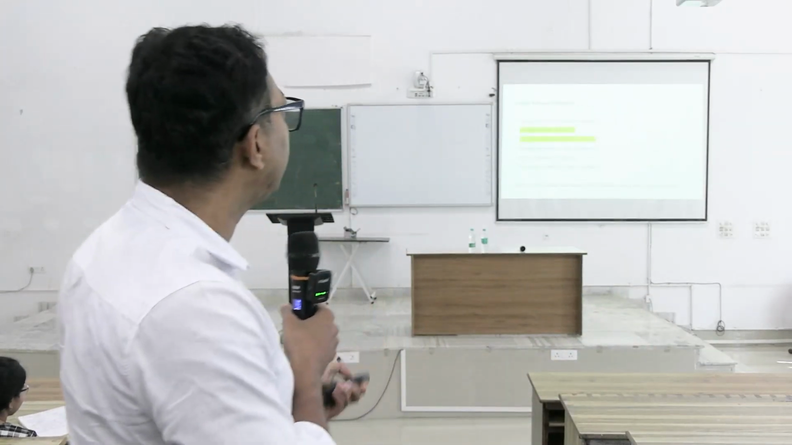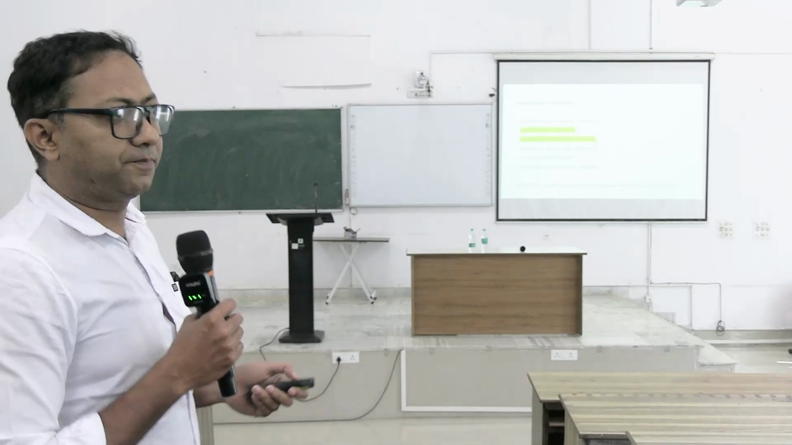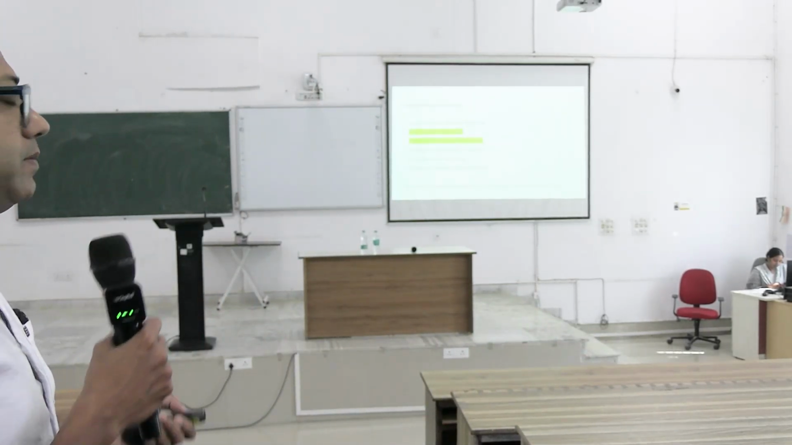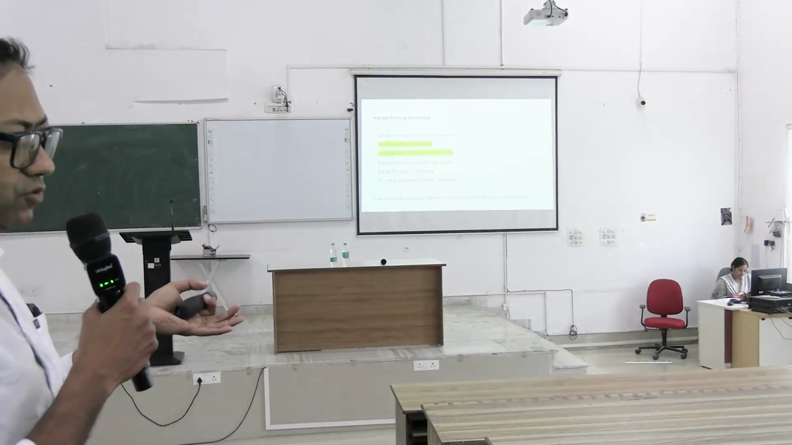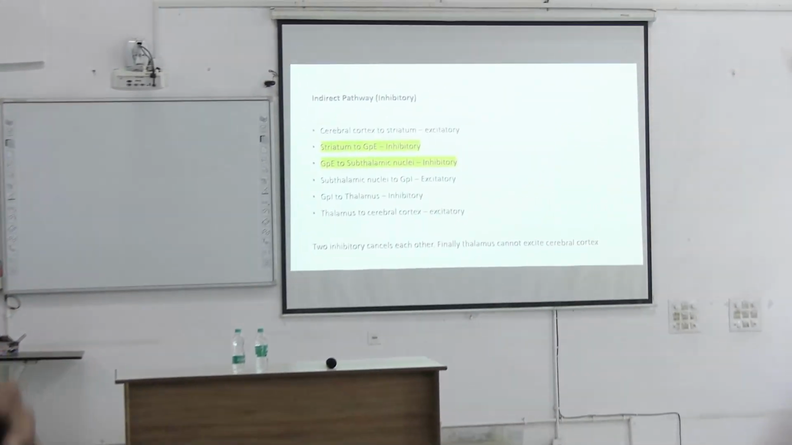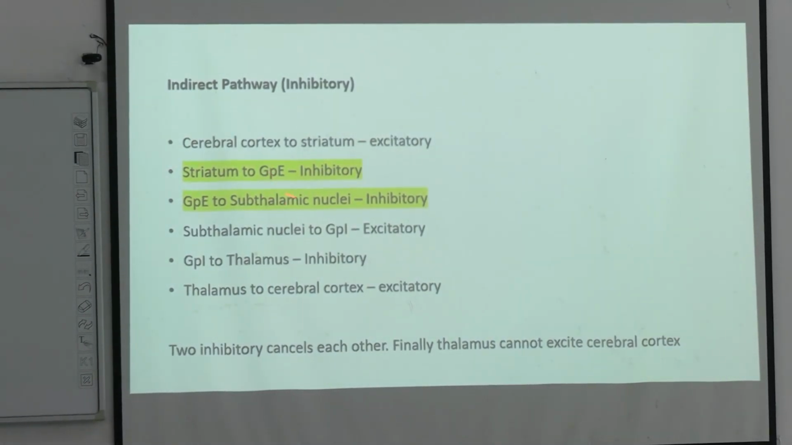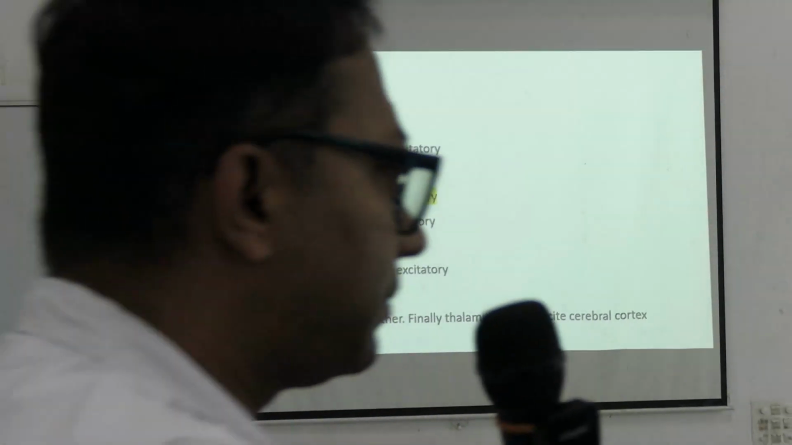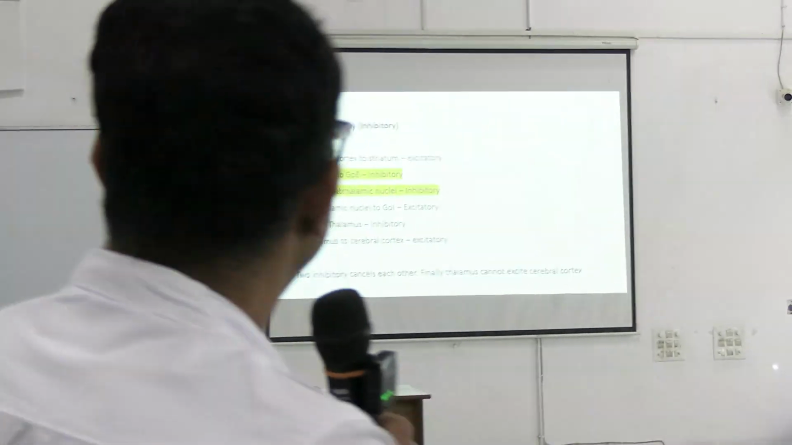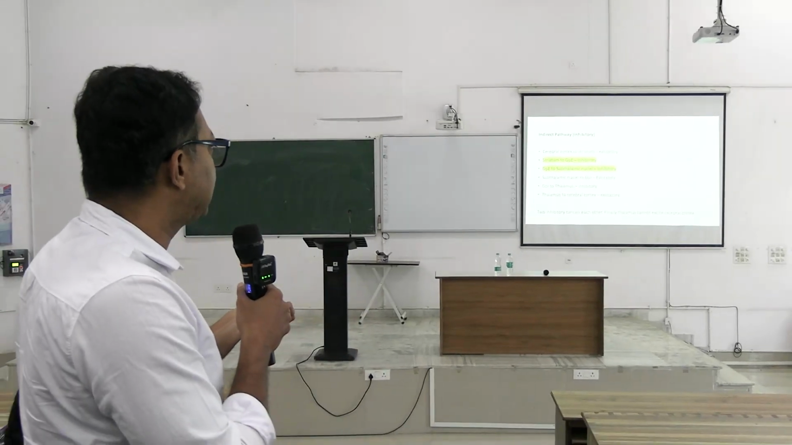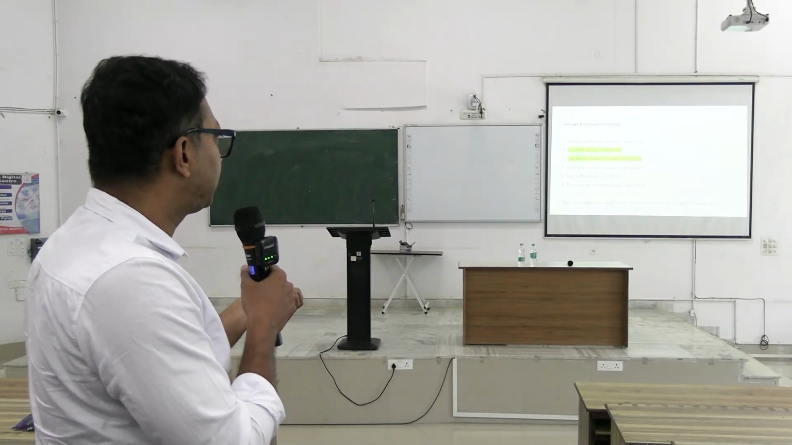Okay, now the indirect pathway. Remember I for I: indirect pathway is inhibitory, I for I, right? Indirect pathway inhibitory. So similarly, cerebral cortex to striatum, there is a pathway. Now we will go from striatum to cerebral cortex. So how? From striatum to globus pallidus externus, in the previous example it was globus pallidus internus. So now striatum to globus pallidus externus, it is an inhibitory pathway, and then to the subthalamic nuclei.